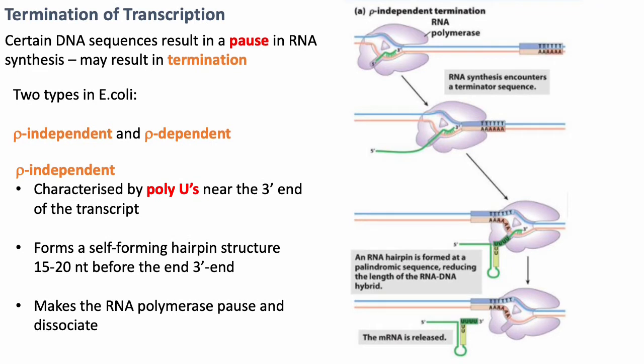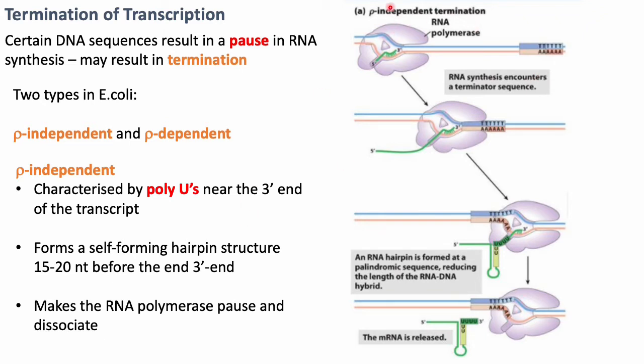So for termination of transcription, there are certain DNA sequences that result in a pause of DNA synthesis, and this may result in termination. In E. coli, there are two types, known as Rho independent and Rho dependent. Rho independent is characterized by polyUs. We have a string of polyUs which are normally found at the 3' end of the transcript.